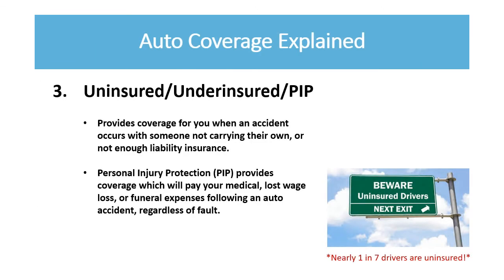The third part of auto insurance is uninsured or underinsured and PIP. Uninsured and underinsured coverage provides for you when you are in a not at-fault accident, and the other driver doesn't have auto insurance or isn't carrying enough coverage on their policy. PIP, or personal injury protection, which is optional in Washington State, provides an upfront cash benefit to you and anyone else in your vehicle to help pay medical bills, lost wages, or funeral expenses following an auto accident, regardless of fault.